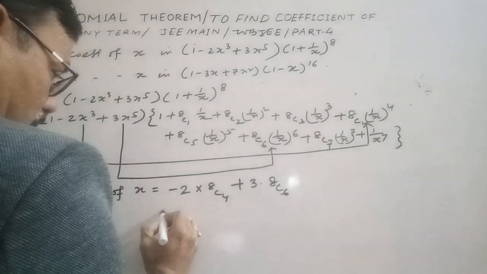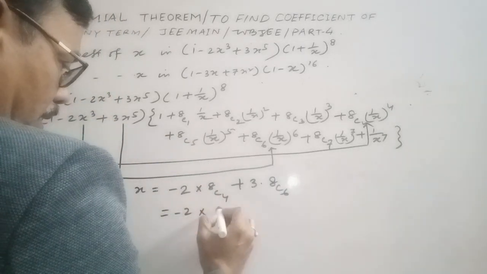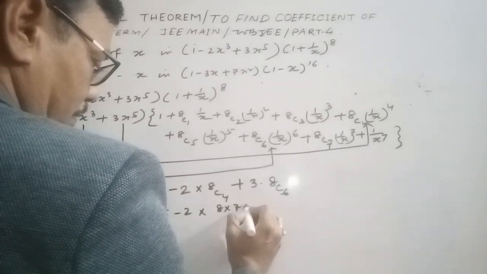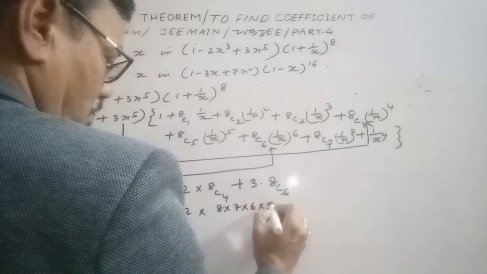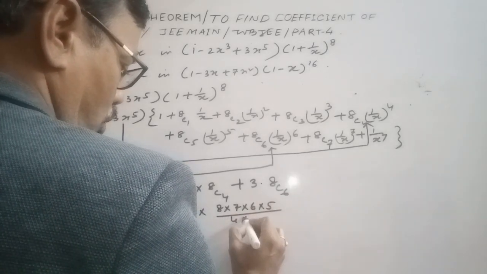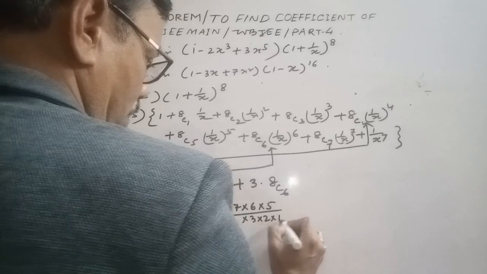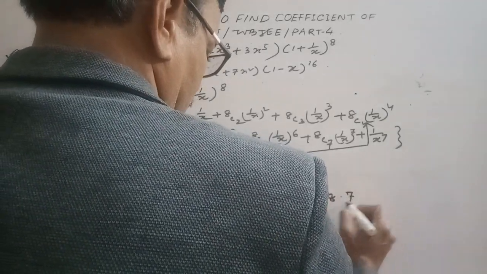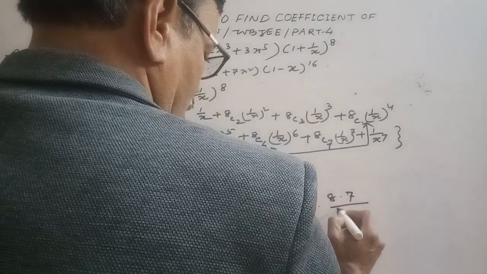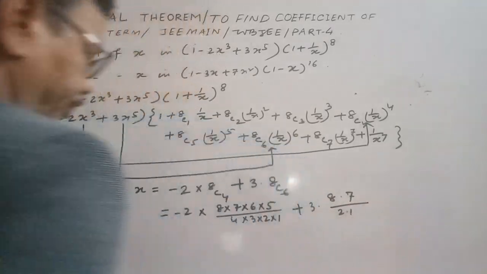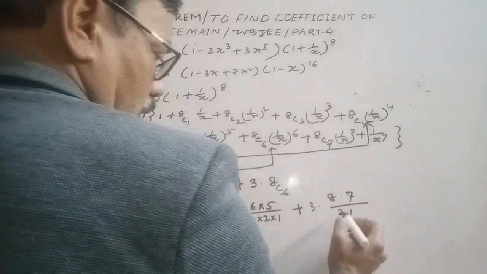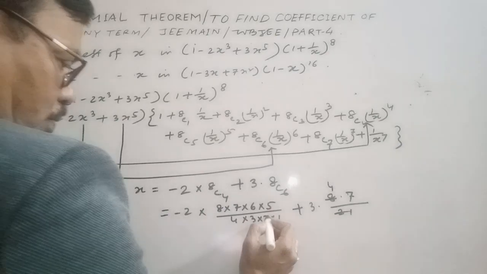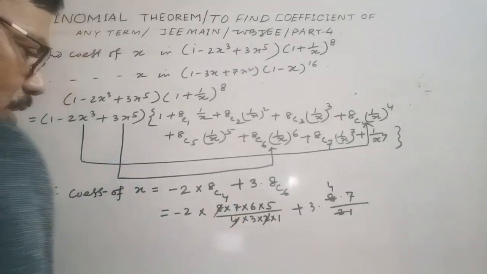Then simplify, minus 2, 8, 7, 6, 5, 4, 3, 2, 1. Factorial 4 cancels out. 8, 7, factorial 6 into factorial 2. So look, this is 4. And this is 4 into 2, 8.